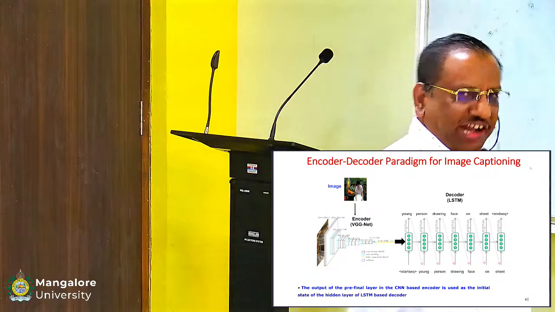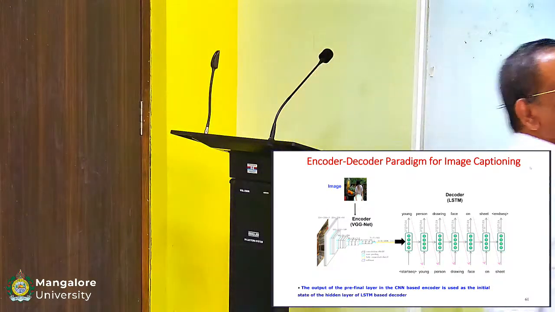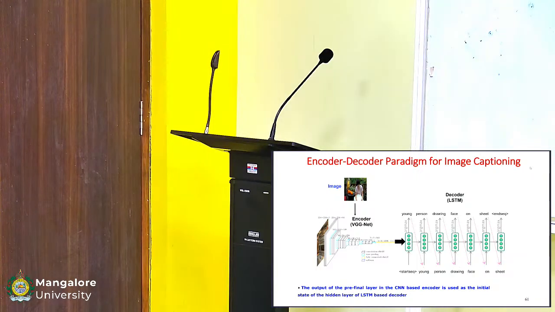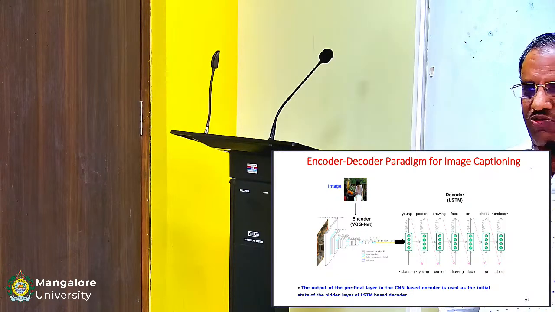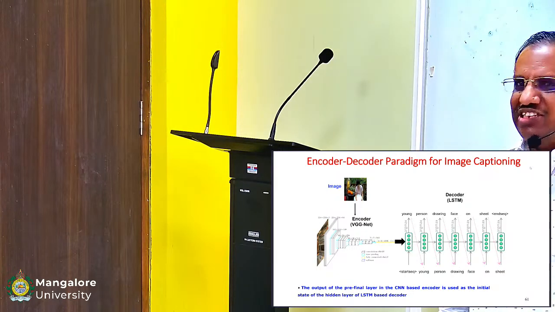So during training of this model, I have the image and also the caption. I pass that image through the CNN model and generate this representation, and that goes as input to the hidden layer. And I also say that I'm going to start the sequence here, that is, starting a sentence here. So in this example, the caption is something like, young person drawing face on the sheet. What is the first word to be generated? Young. So during training I say that the word to be generated at time 1 is young.